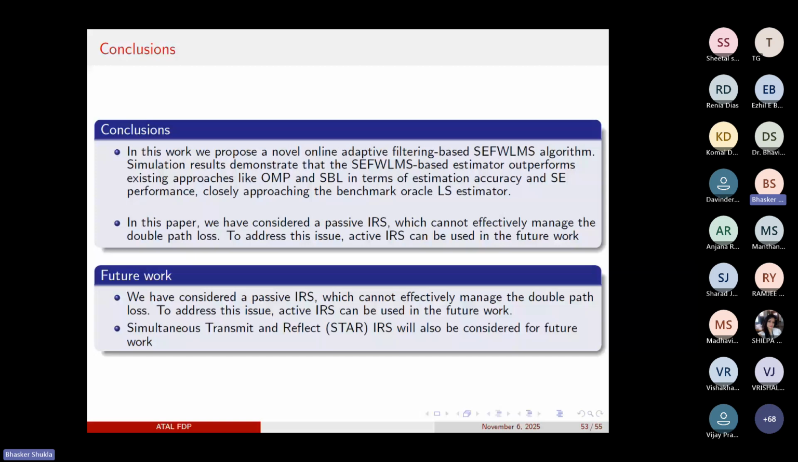And in the third part I have considered millimeter wave hybrid MIMO with the assistance of an intelligent reflecting surface, found the cascaded channel, and shown how the overall channel can be estimated, with different proposed algorithms: ZLMS, VSS ZLMS, and SEFW LMS. So these are the basic adaptive filtering based techniques for channel estimation in millimeter wave hybrid MIMO systems.